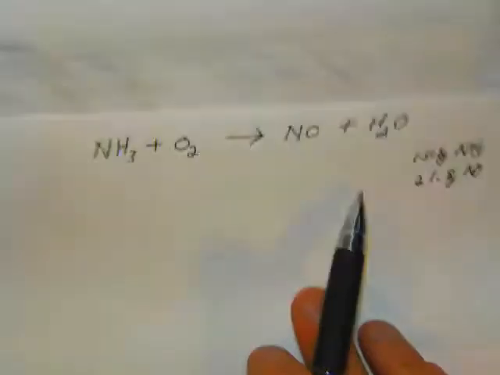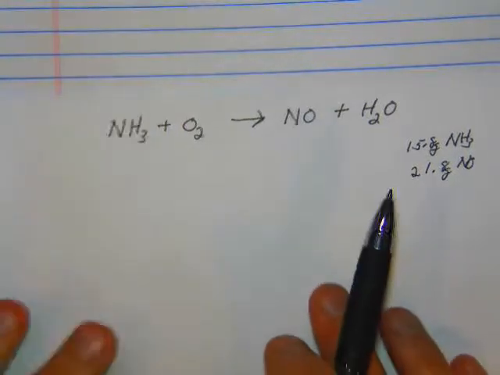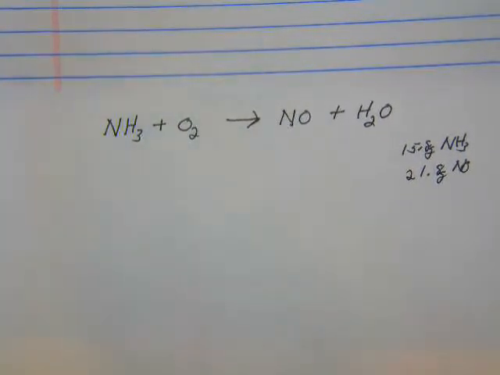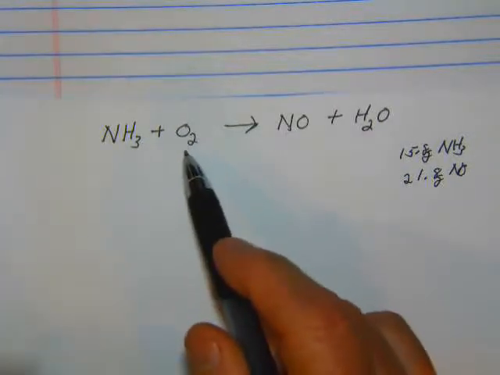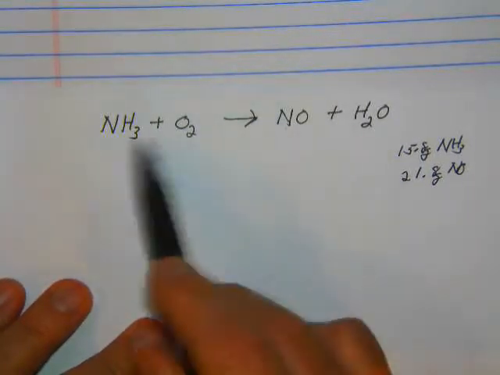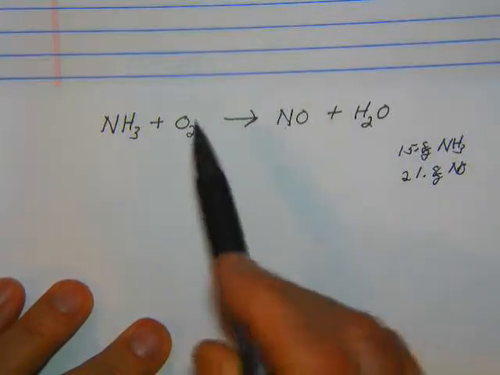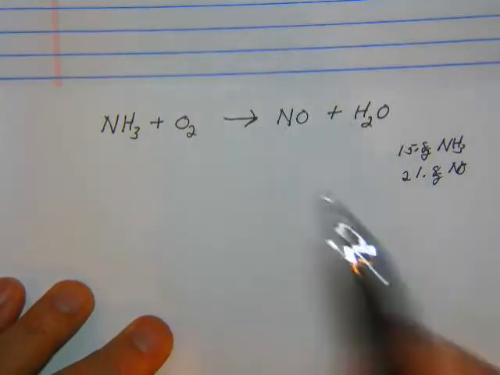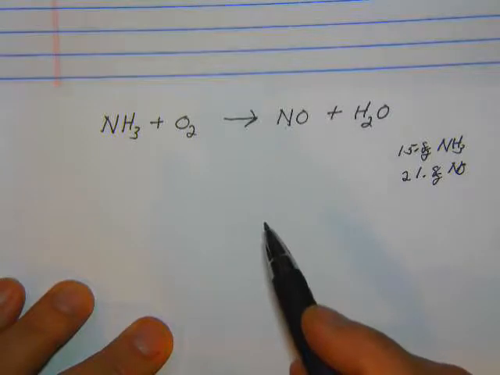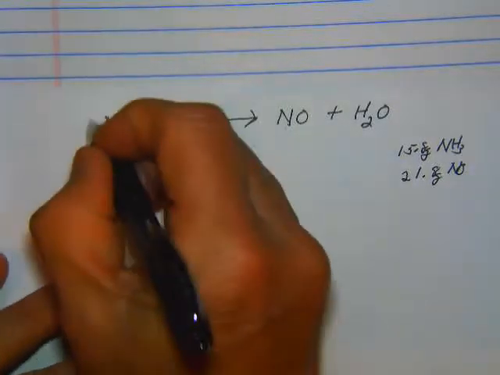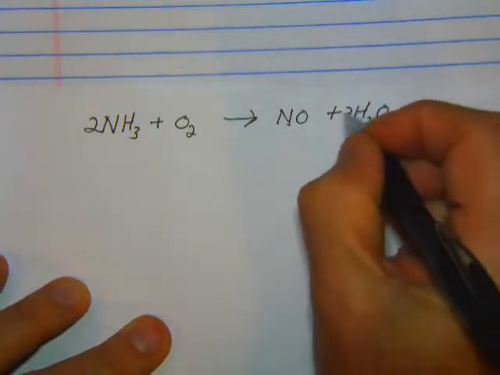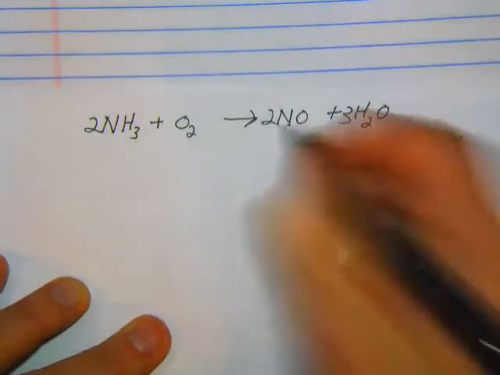So, next thing we need to do, as usual, is go ahead and balance the equation. Let's leave oxygens for last. Nitrogen looks pretty good. 3 hydrogen, 2 hydrogen, LCD is going to be 6. So let's just do it right off the bat. 2 nitrogen is going to be 2 there.